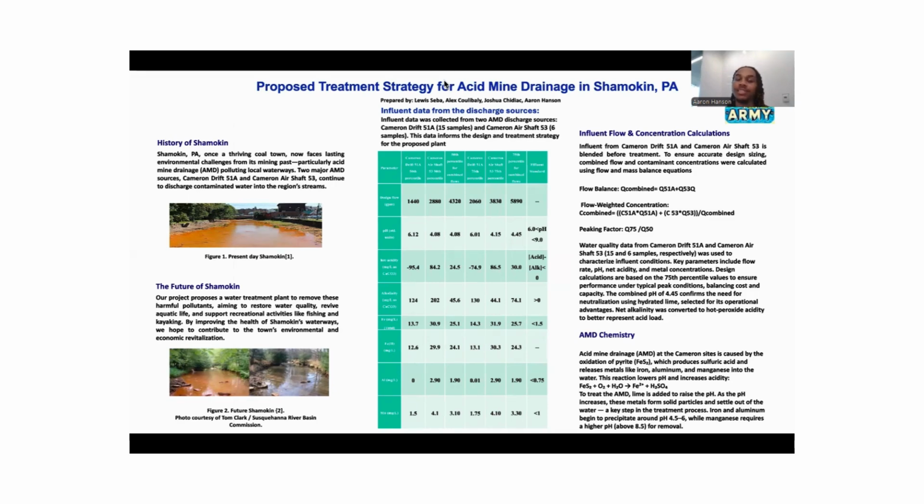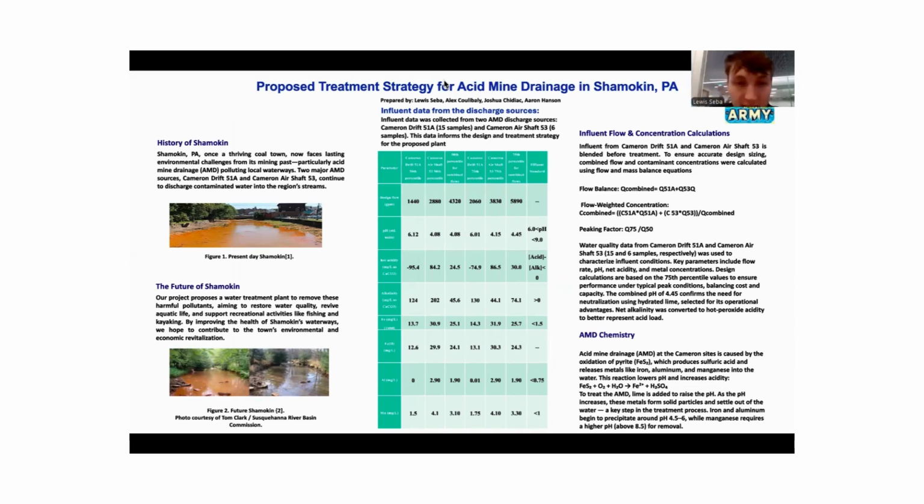The main challenge was designing a cost-effective water treatment system that could clean the water and support the restoration of aquatic life in the area. This project required careful engineering analysis to balance treatment effectiveness and the site conditions, as well as long-term sustainability.